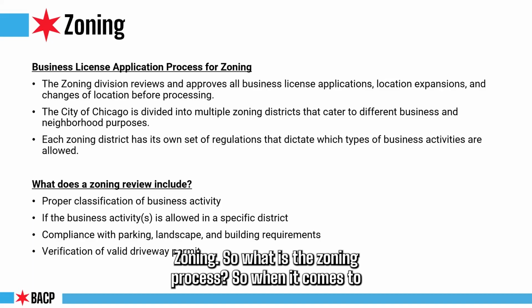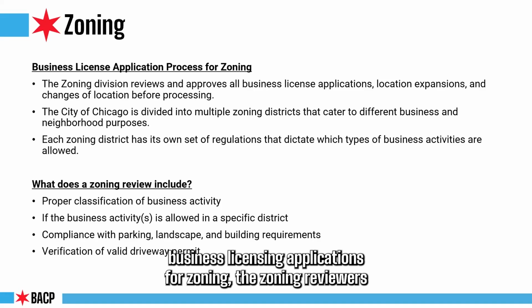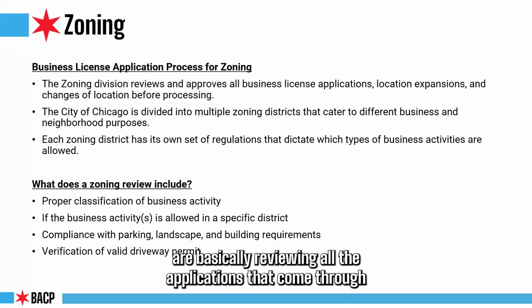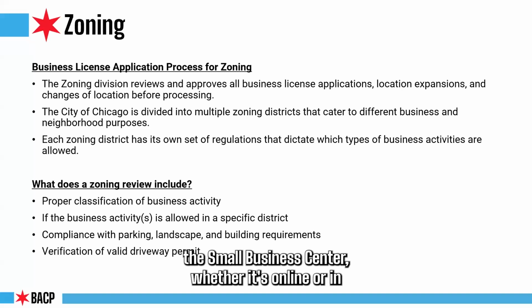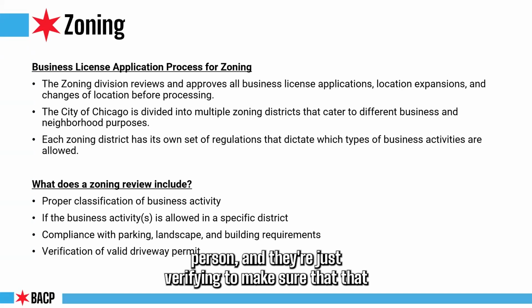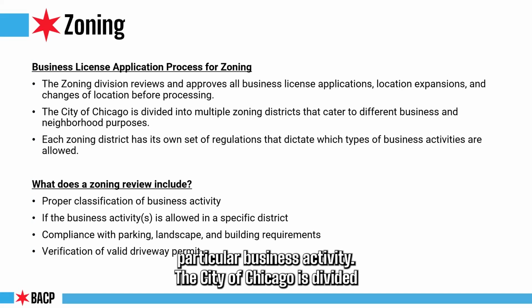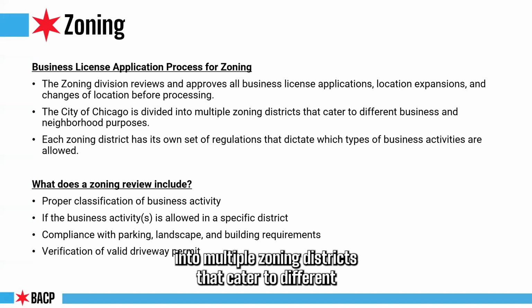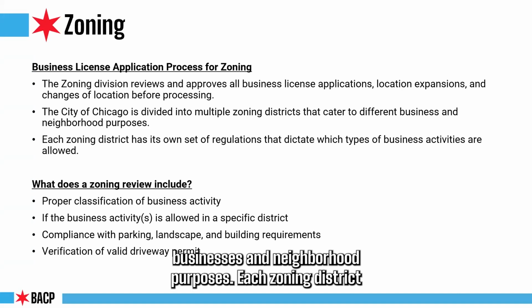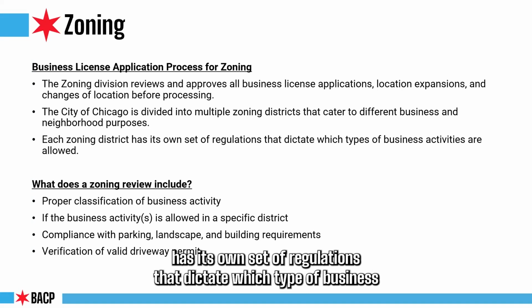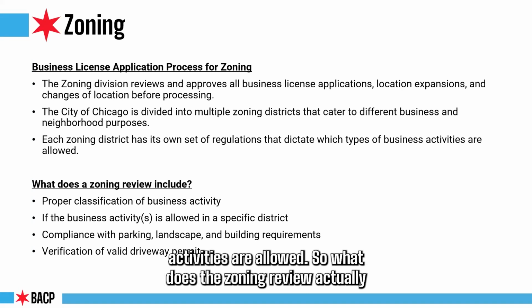So what is the zoning process? When it comes to business licensing applications for zoning, the zoning reviewers are basically reviewing all the applications that come through the small business center, whether it's online or in person, and they're just verifying to make sure that the location where you're applying is allowed for you to do that particular business activity. The city of Chicago is divided into multiple zoning districts that cater to different businesses and neighborhood purposes. Each zoning district has its own set of regulations that dictate which type of business activities are allowed.